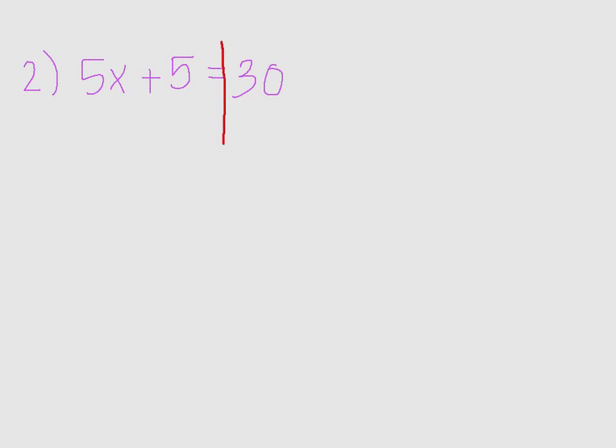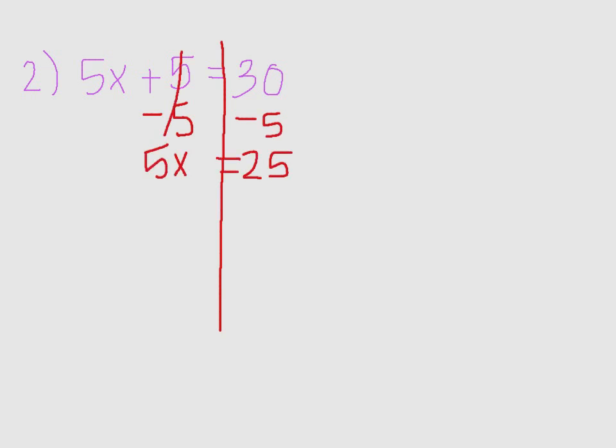Same thing, I start with my line down the middle. I work away from my variable. In order to do that, I subtract 5 from both sides. My 5s will cancel, and on the right side I have 30 minus 5, which is 25. I drop down my 5x from the other side that I haven't done anything with.